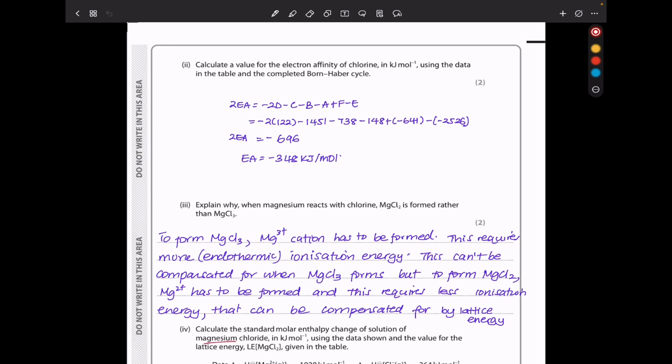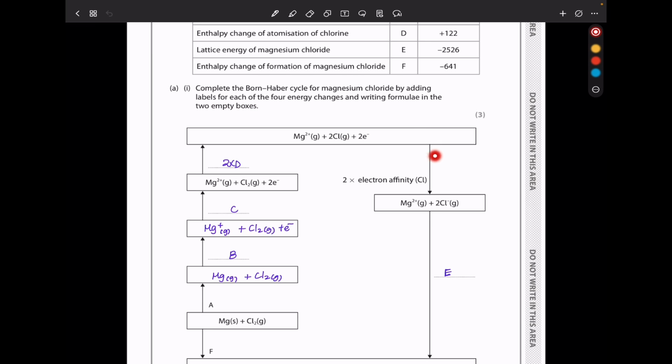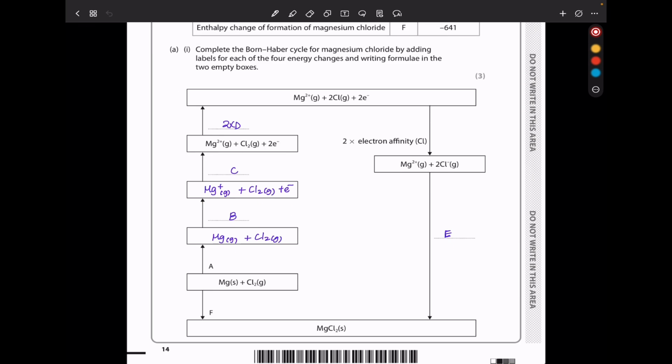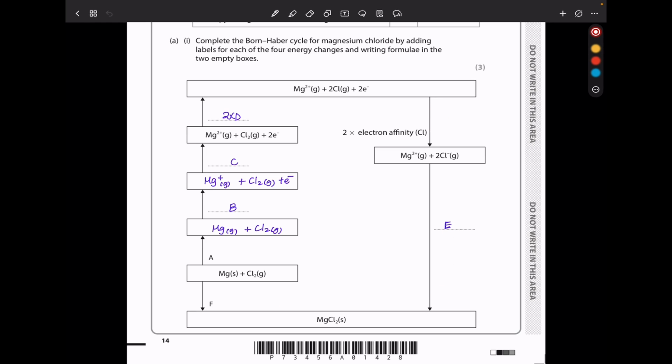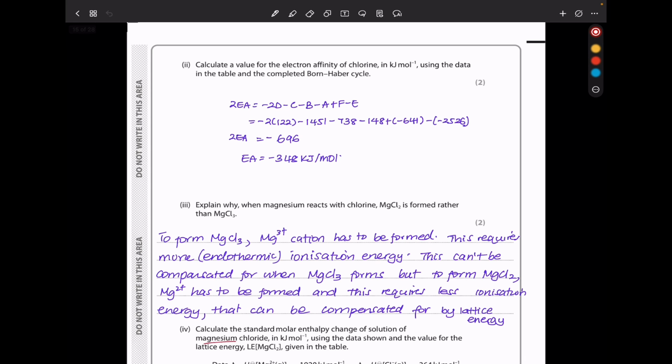Calculate the value for the electron affinity of chlorine in kilojoules per mole using the data in the table and the complete Born-Haber cycle. This one here, twice the electron affinity, is going to equal, if I'm moving from this way to this way, so I'm going to reverse everything. So it's going to be negative 2D minus C minus B minus A plus F and then minus E to be able to get that. So substituting the corresponding values from the table, EA is equal to negative 348 kilojoules per mole.